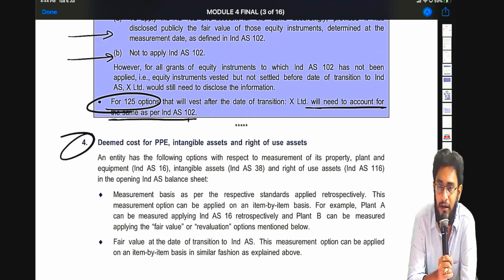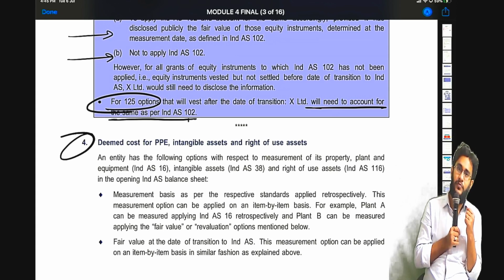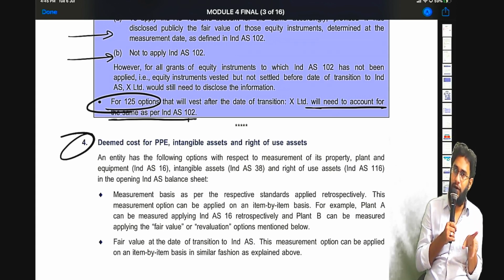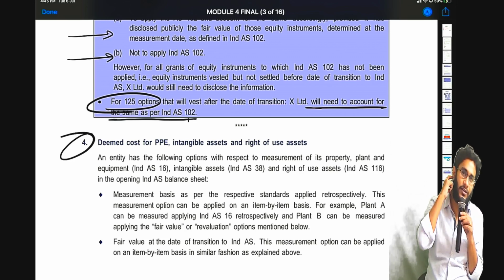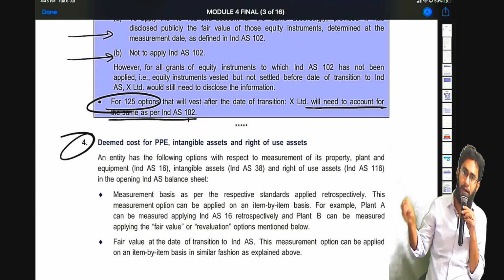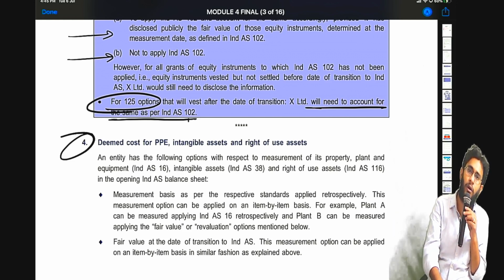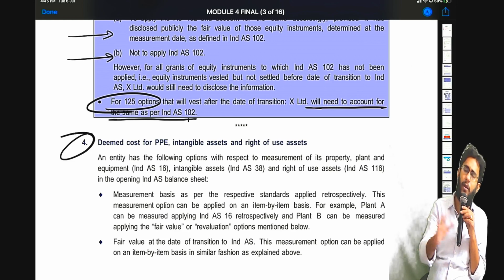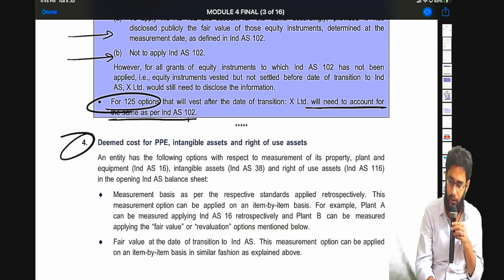If you see, this is Ind AS 101, and the corresponding IFRS is IFRS 1. IFRS 1 contains only 2 points: either do retrospective effect of Ind AS 16, Ind AS 38, or do fair valuation on the transition date. Only 2 options they give. But Ind AS 101 is very friendly. It gave one more extra option. What is that? Carrying amount: whatever is your net book value of these assets under AS, as it is you bring it into Ind AS, same numbers, no problem. So this is one extra relief which Ind AS 101 has provided.